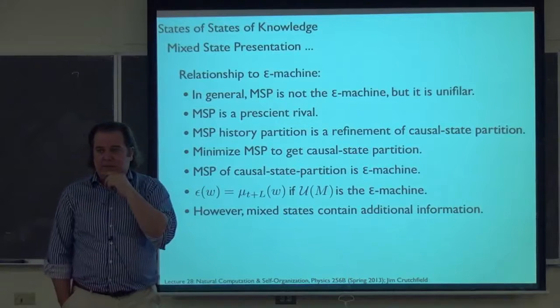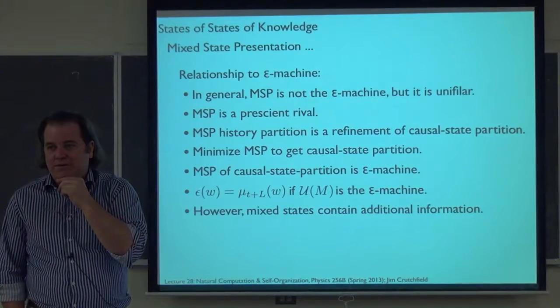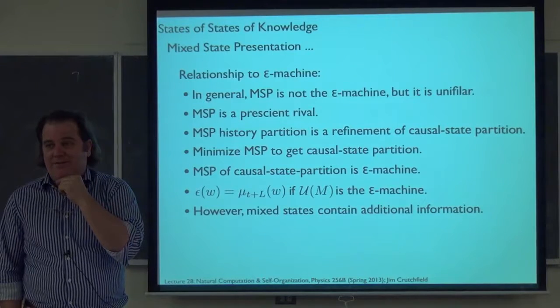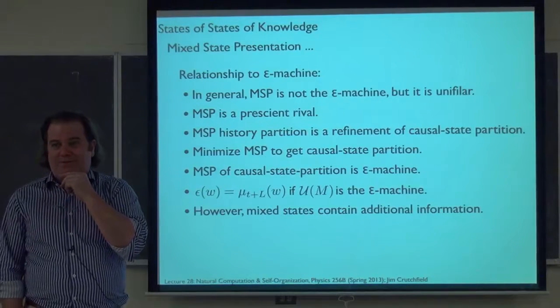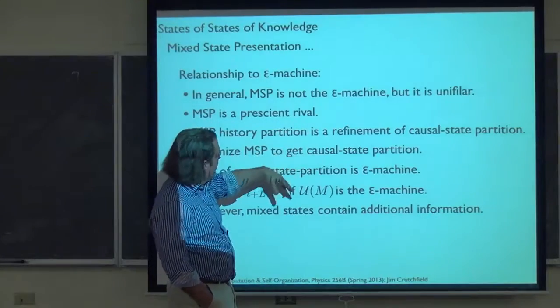Yeah? I was going to comment that if anyone wants to work on when exactly the MSP will be the epsilon machine, as their class project, yes, I'm willing to work with them on that. Okay, good. Right. So there's the research project here.